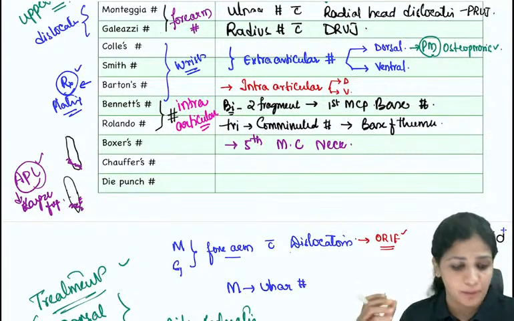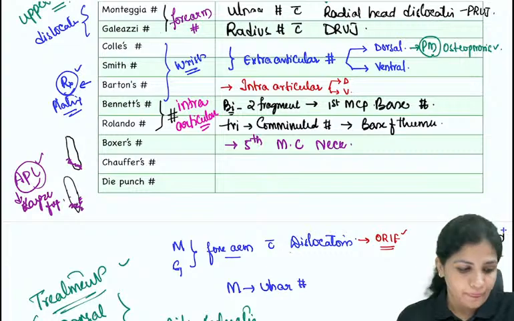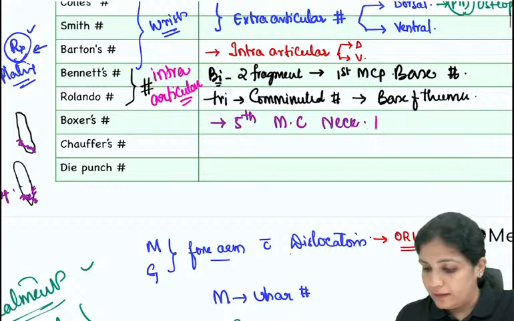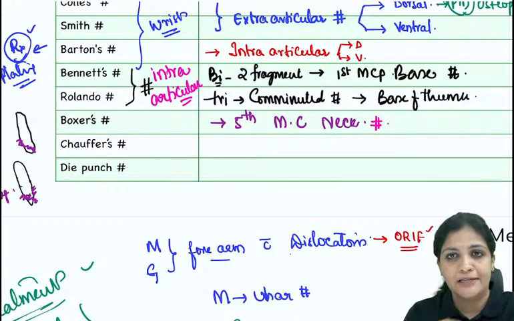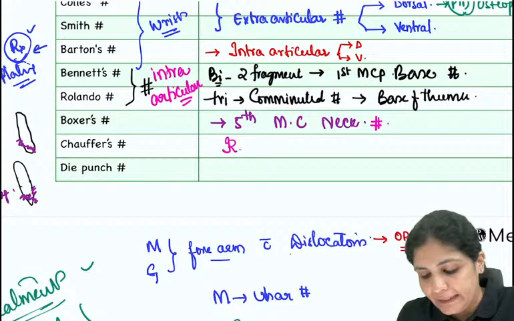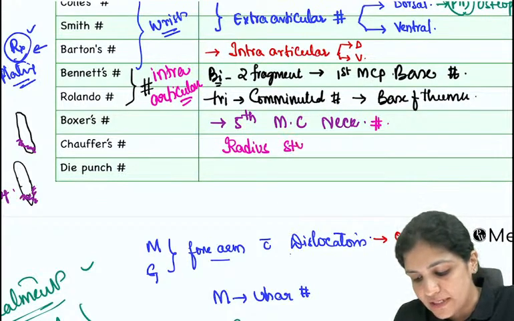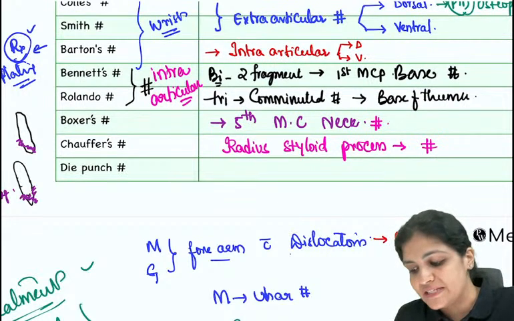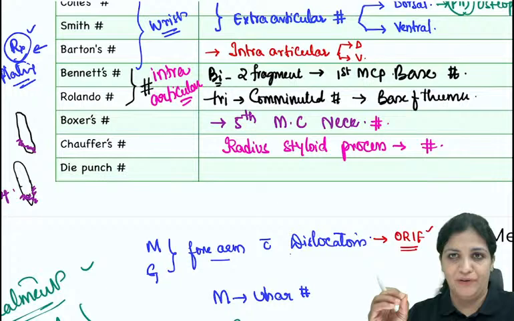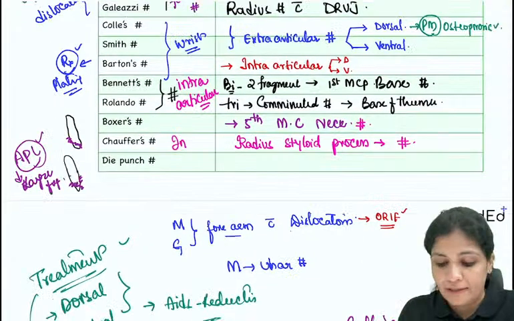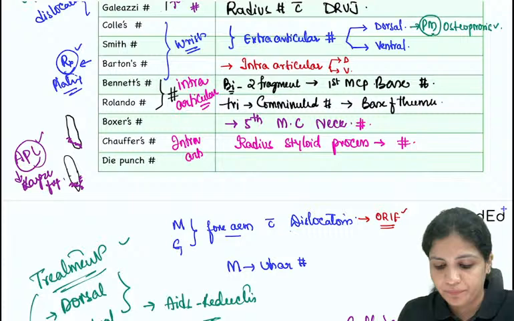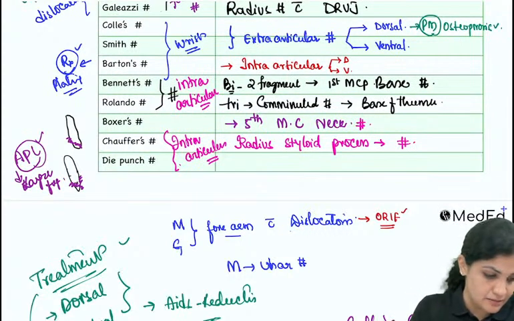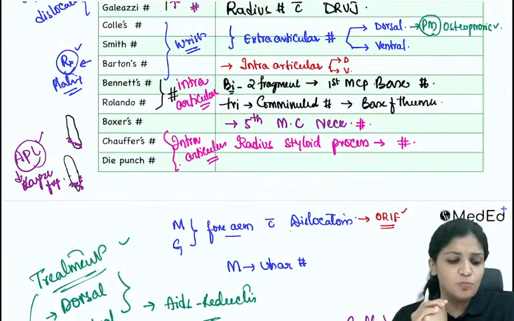Pratyusha, nails and plates, you want me to repeat? Okay, Boxer's is 5th metacarpal neck fracture, right? Then what is Schoffer's fracture? Schoffer's fracture is an isolated radius styloid process fracture. If you remember, there is a styloid process for the radius, and this isolated fracture is also an intra-articular fracture. So the word intra-articular is very important for Barton, as it is an intra-articular fracture. Yeah, for Bartons, not nails and plates.